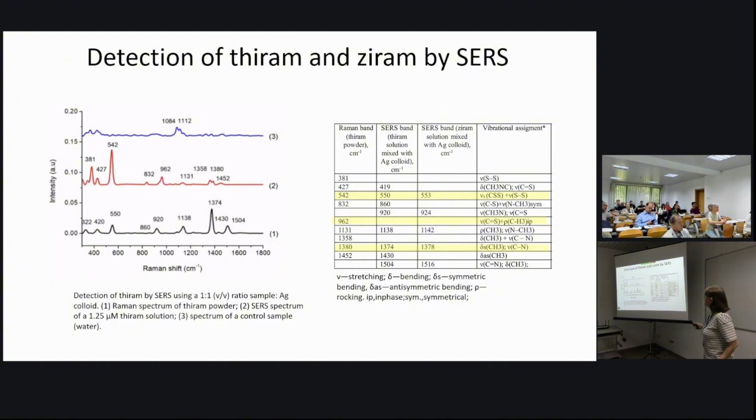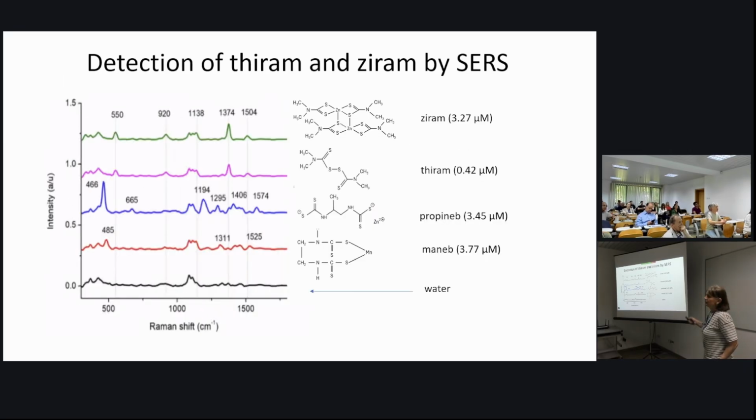These are some bands that are characteristic of the disulfide and of other changes that occur when cleaved and adsorbed on the surface. So, as I showed previously in the structures of other thiocarbamates, we can see that those that lack the disulfide bond, like the one with propanol, have very different spectra compared with thiram and ziram, which have very similar spectra because they also have very similar structures.